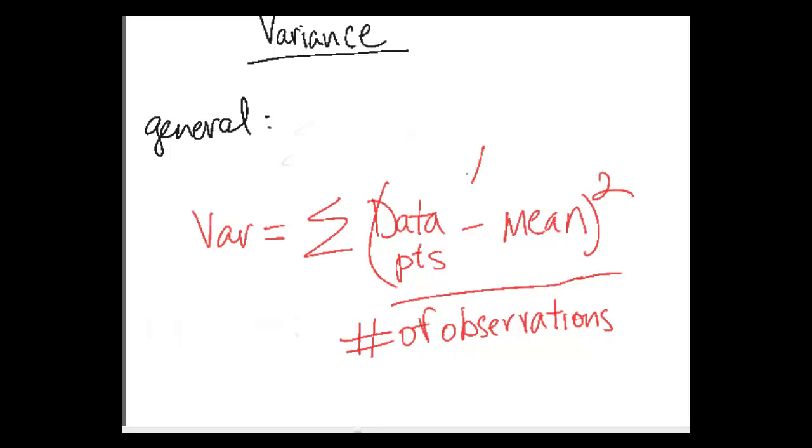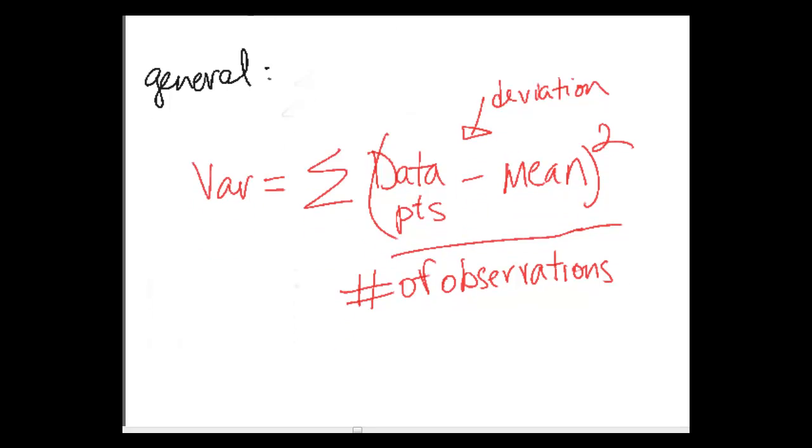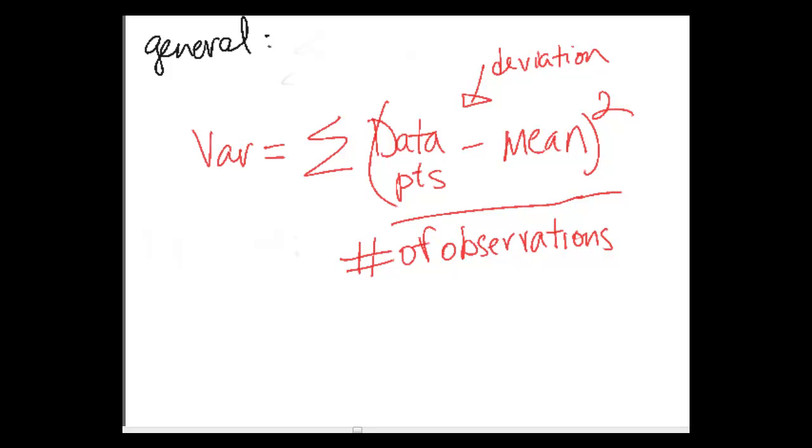Now this right here is called your deviation from the mean, and when you do your actual calculations, your deviations should equal 0 or pretty darn close to it. If not, you've made a mistake somewhere. Alright, so why did I put this in general form?